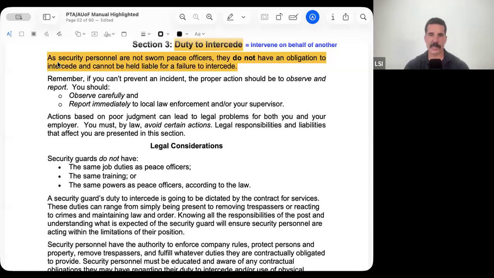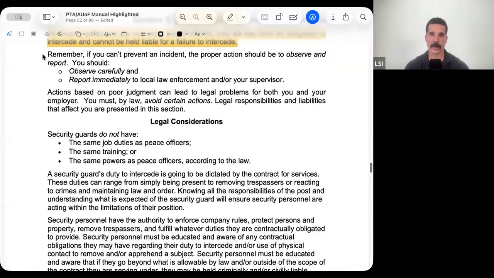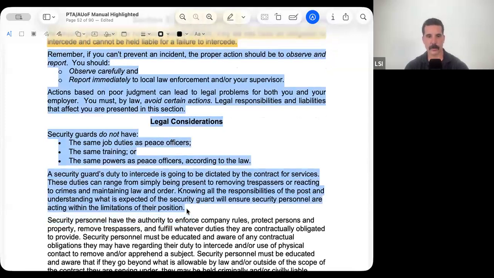And then we're going to highlight the first sentence of this section where it says, as security personnel are not sworn peace officers, they do not have an obligation to intercede and cannot be held liable for a failure to intercede. You're going to highlight that whole sentence. And it's going to continue. Remember, if you can't prevent an incident, the proper action should be to observe and report. Observe carefully and report immediately to local law enforcement or your supervisor. Actions based on poor judgment can lead to legal problems for both you and your employer.